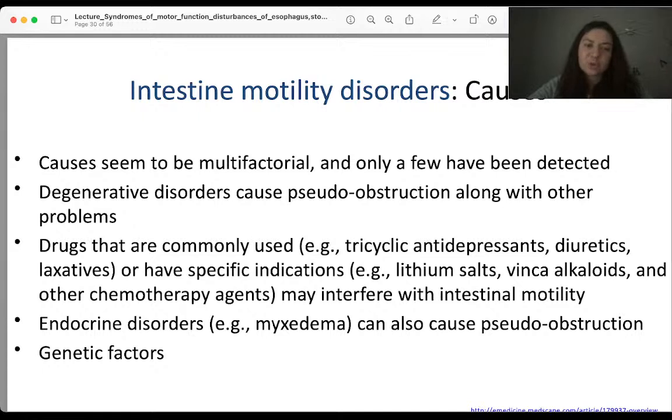Different degenerative disorders cause pseudo-obstruction along with other problems. Some drugs that are commonly used, like tricyclic antidepressants, diuretics, laxatives, have specific indications. Drugs like lithium salts, vinca alkaloids, and other chemotherapy agents may interfere with intestinal motility. Several endocrine disorders, most often myxedema, can also cause pseudo-obstruction, and different genetic factors are supposed to be risk factors for intestinal motility disorders.